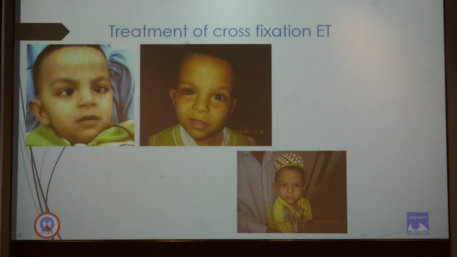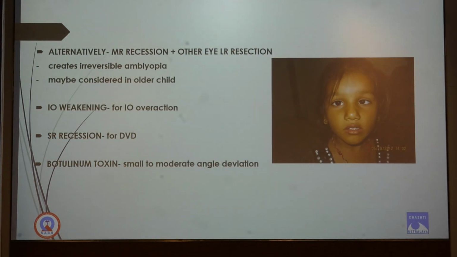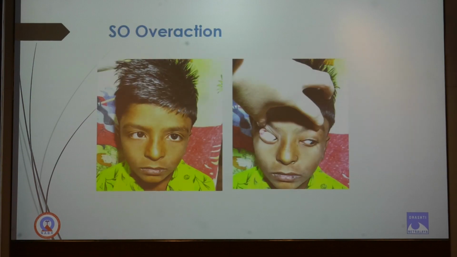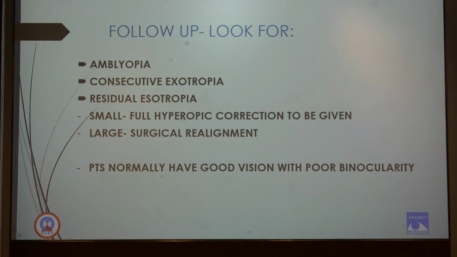Treatment of cross fixation will usually be done, but you need to follow up. In our area, patients may present at this age with the complaint. We can't leave these patients and just treat for cosmetic correction. Alternatively, there are many surgeries, such as SR recession and other IO weakening procedures, or sometimes, when there is SO overaction, we can do SO surgeries also.